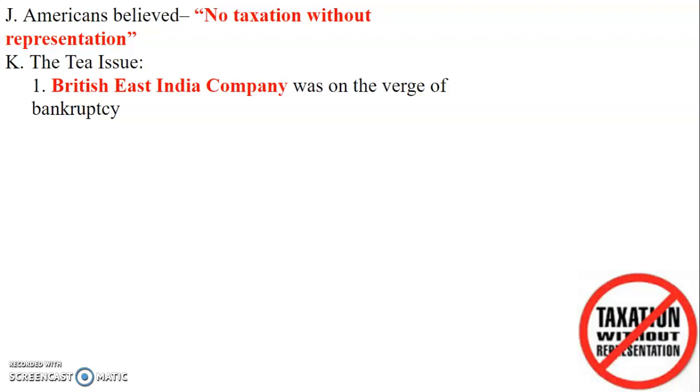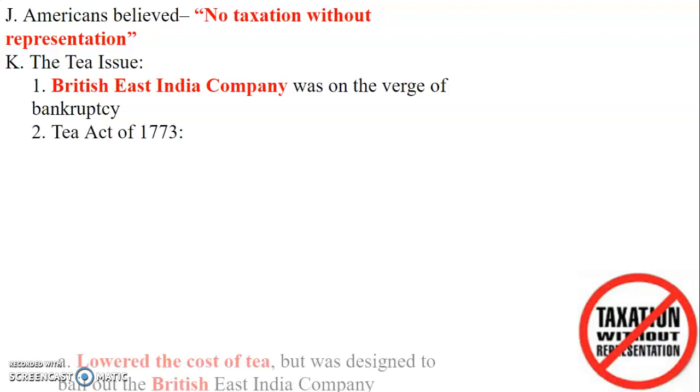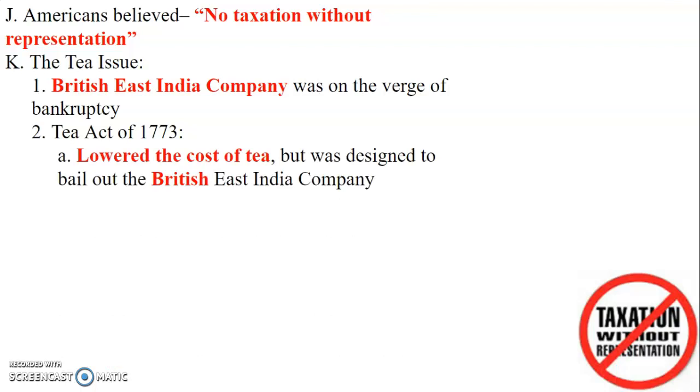That's a big thing. The British had this East India Company, where basically they sold tea. And they were on the verge of being bankrupt. So what happened in the Tea Act of 1773 was that they lowered the cost of tea, but it was designed to bail out the British East India Company.